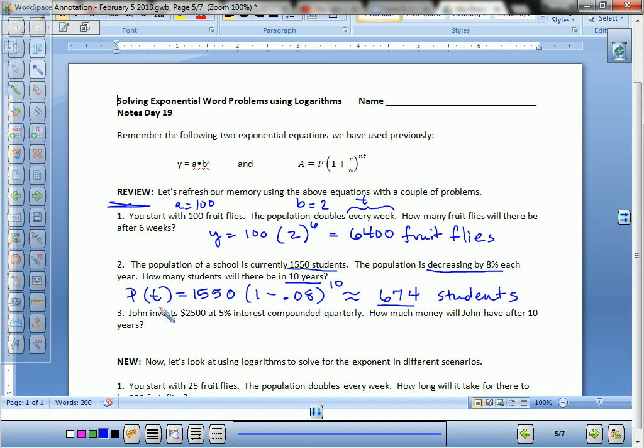Number 3. John invests 2,500 at 5% interest, compounded quarterly. Nice rate. Use our compound interest formula. How much will John have after 10 years? Now, when we talk about compound interest, we're talking about putting money into an account and completely leaving it alone.